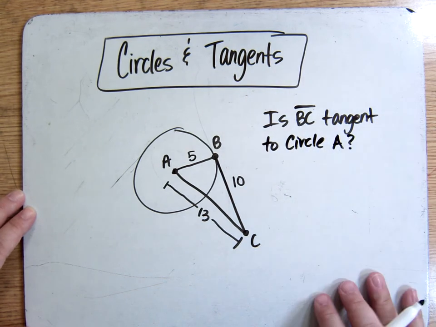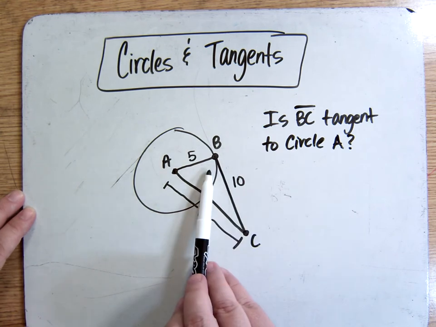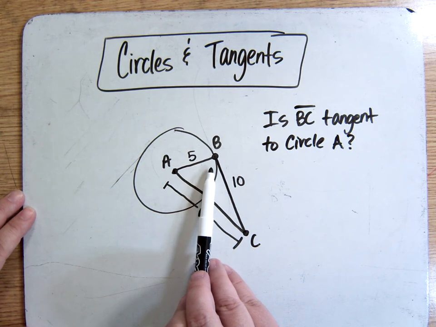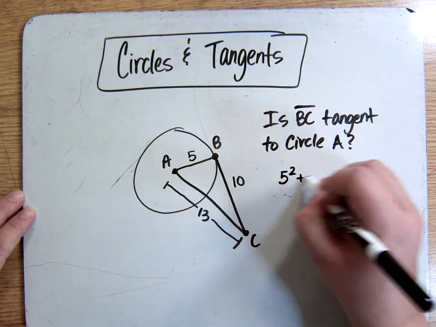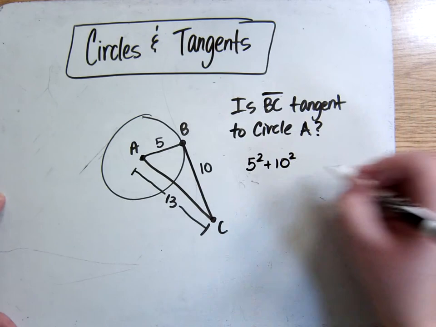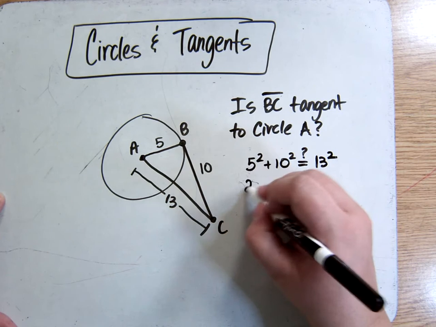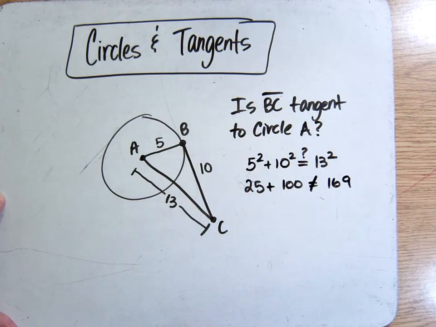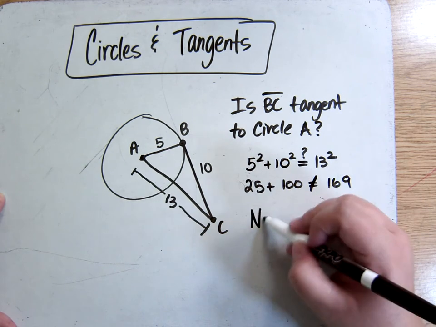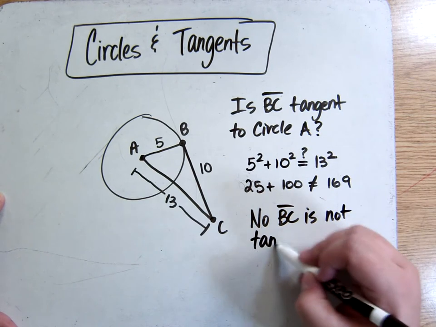The way I know is, if it was a tangent, then this would be a right angle. Even if it's not shown, it still could be. So I'm going to use the Pythagorean theorem to check it, because if that's a right angle, the Pythagorean theorem should work. So 5 squared plus 10 squared, and the question becomes, does that equal 13 squared? Well, this is 25, this is 100, and this is 169. That's a no. It does not equal that. So no, BC is not tangent to circle A.